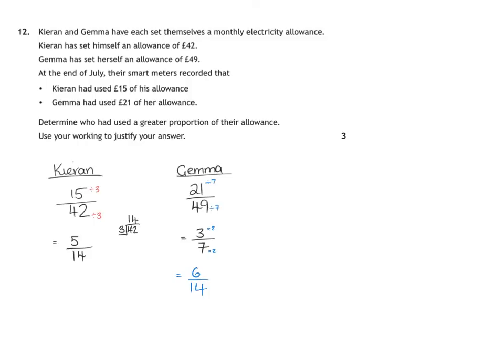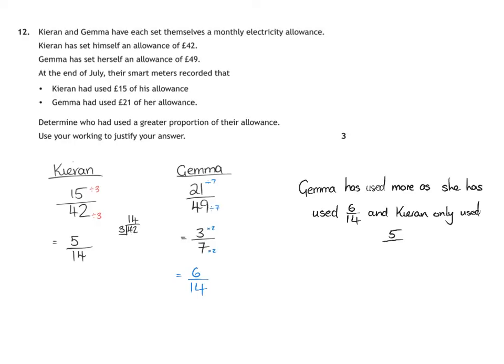So I can make my sentence. So I can say Gemma has used more, as she has used 6/14. And Kieran only used 5/14.